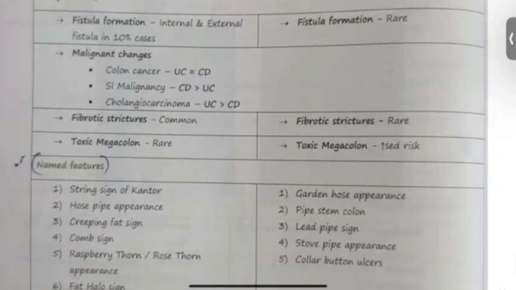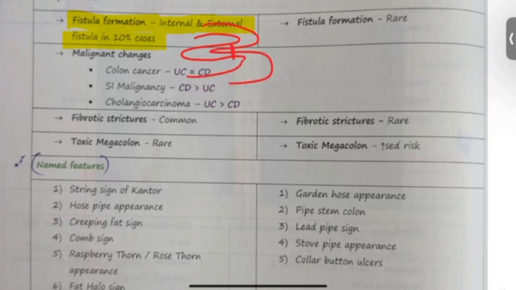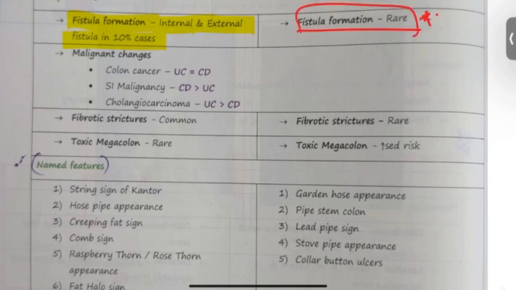Complications, we all know if Crohn's disease involves anal region, then there can be fistula, fissure or anything. That fistula can be internal fistula and external fistula. Internal fistula we had discussed a lot, like if this is a bowel, then there can be abnormal connection here, that is internal fistula. Okay, in case of ulcerative colitis, fistula formation is rare.